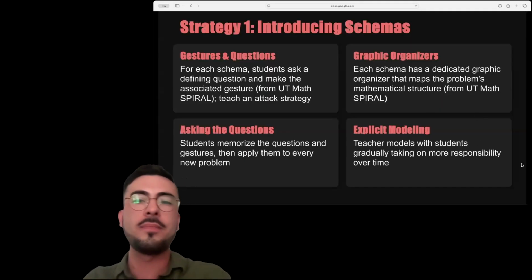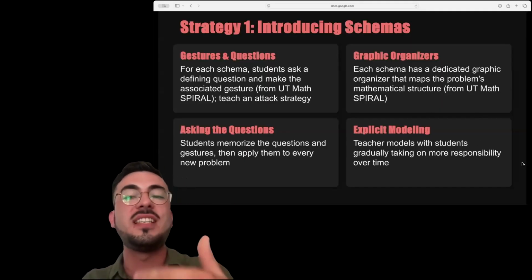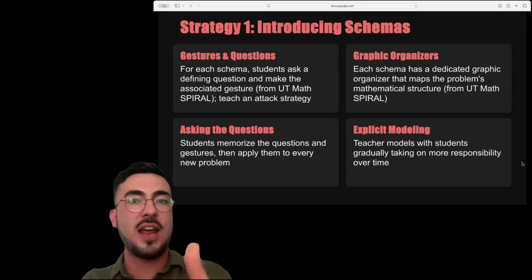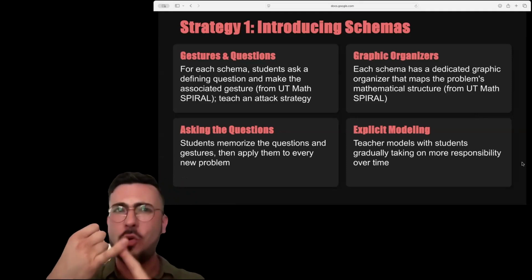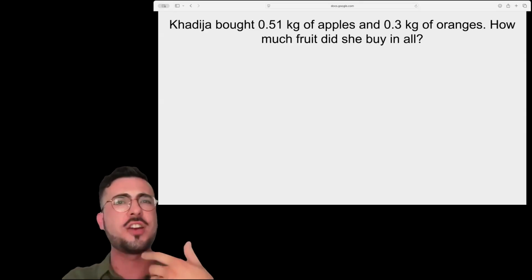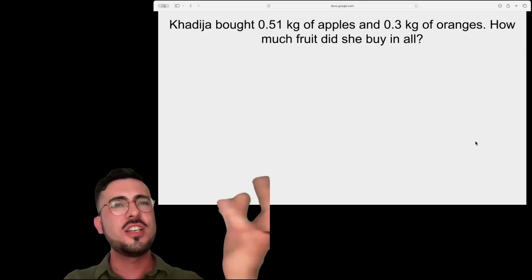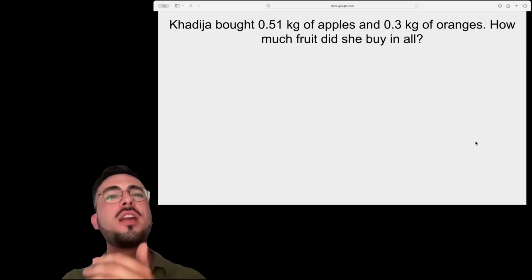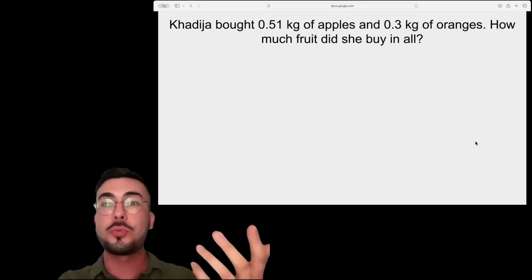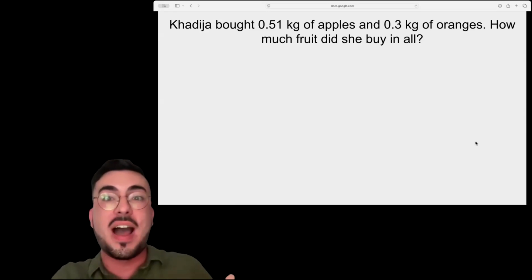And of course, we have to have explicit modeling so students are understanding, okay, it's not just a graphic organizer I draw on paper. It's not just a gesture I do. What does it actually mean? If Khadija bought 0.51 kilograms of apples and 0.3 kilograms of oranges, how much fruit did she buy in all?